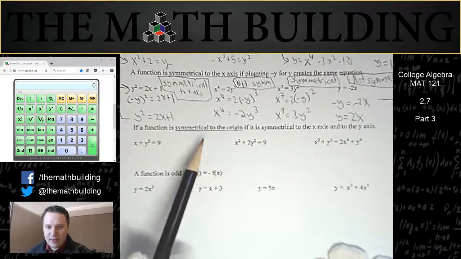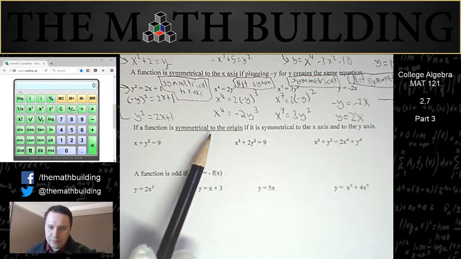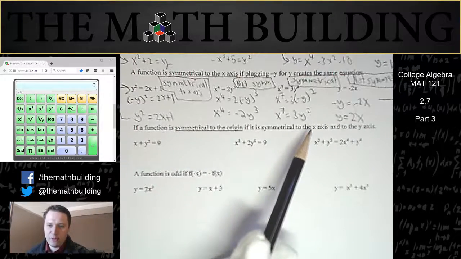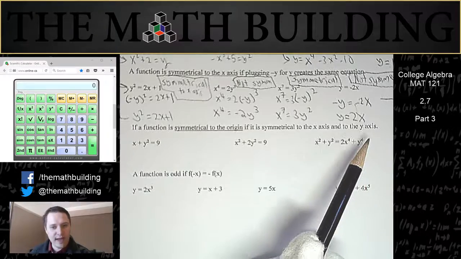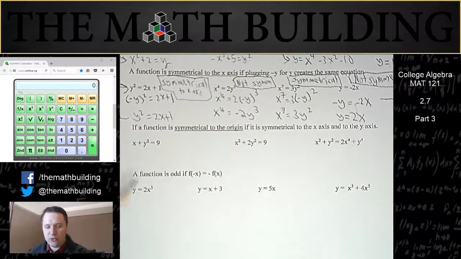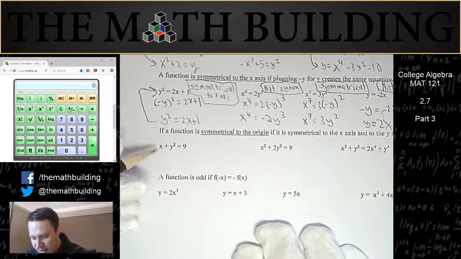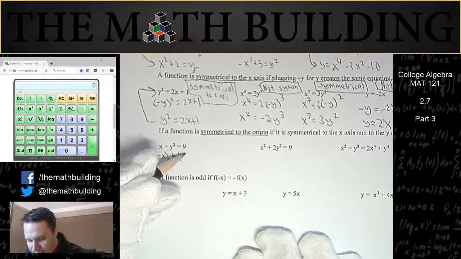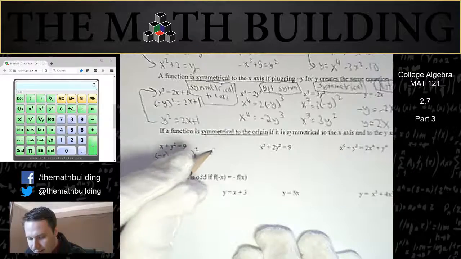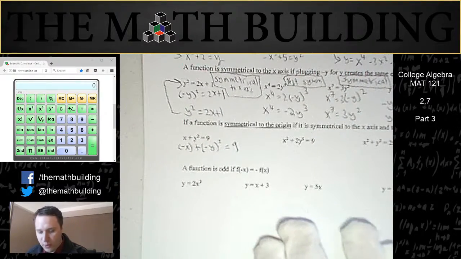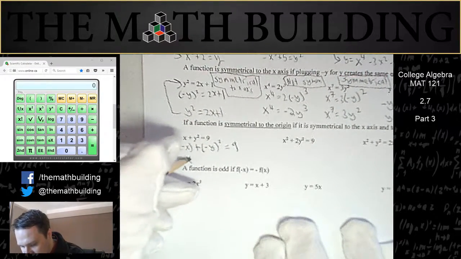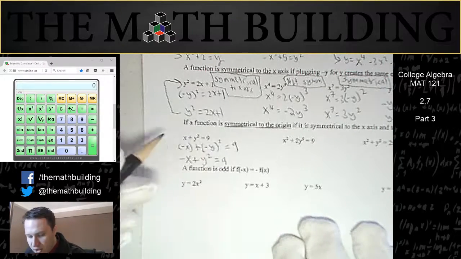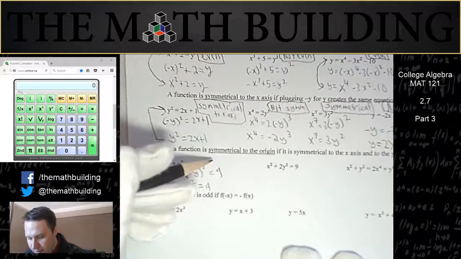How do we tell if something is symmetrical to the origin? Something is symmetrical to the origin if it's symmetrical to both the x-axis and to the y-axis. So basically what we do is we do both. We replace x with negative x and y with negative y, and we see if it's going to be the same equation. So this equation would be negative x. The negative on the y would cancel. So we see that this is not going to be symmetrical to the origin.